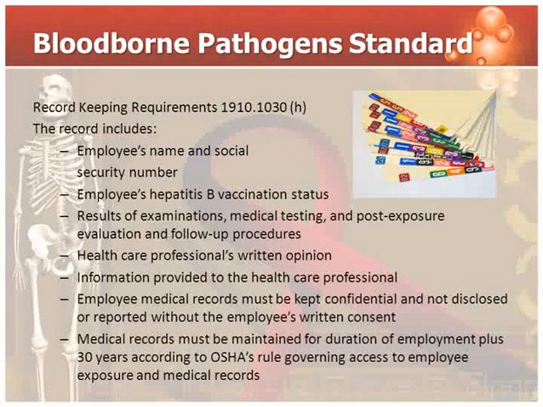Record-keeping requirements for an exposure. The record has to include the employee's name and social security number, the employee's hepatitis B vaccination status, results of the exams, medical testing, and post-exposure evaluation and follow-up procedures, the healthcare professional's written opinion, and information provided to the healthcare professional. The employee medical record must be kept confidential and not disclosed or reported without the employee's written consent. And those medical records must be maintained for the duration of their employment plus 30 years according to OSHA's rule governing access to employee exposure and medical records.